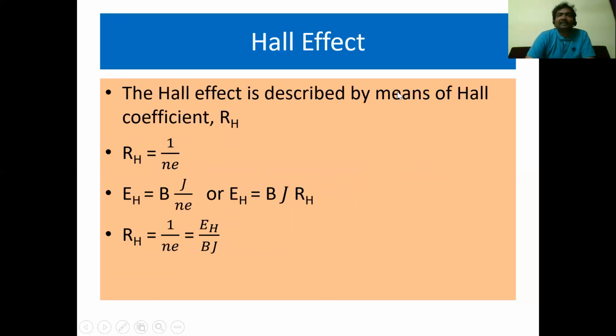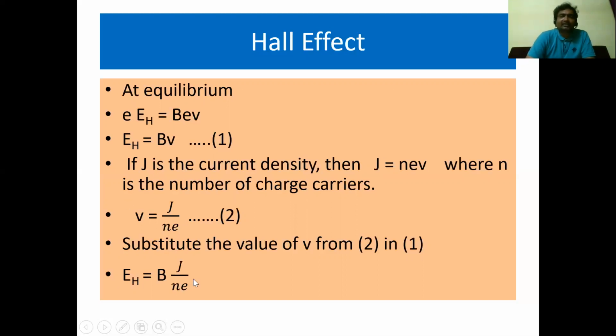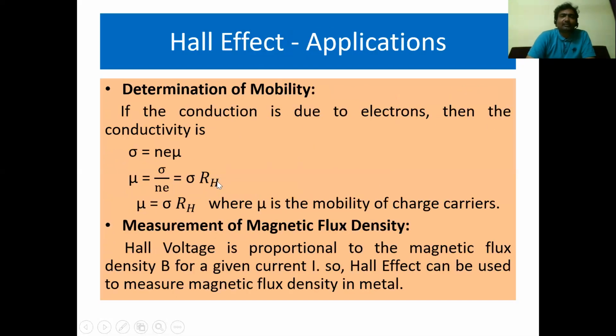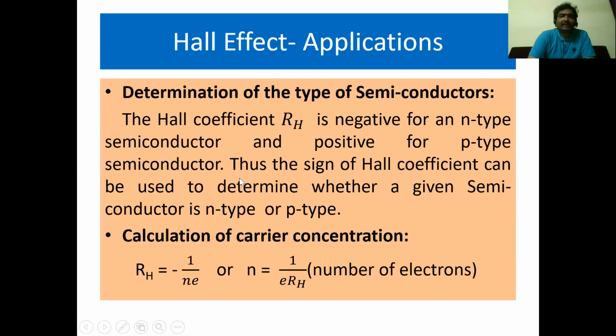The Hall effect is described by means of Hall coefficient R_H. So here I am assuming that 1 by ne is R_H. This R_H is called as a Hall coefficient. We generally express Hall effect in terms of this Hall coefficient. Now this equation E_H equals BJ by ne will be turned as E_H equals B into J into 1 by ne.